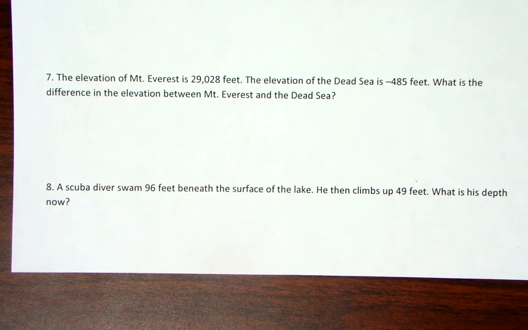Hello everybody. Today we are going to be doing adding and subtracting of integers involving word problems. I'm going to go ahead and start with number 7, the one you see on the page. It says the elevation of Mount Everest is 29,028 feet. The elevation of the Dead Sea is negative 485 feet. What is the difference in the elevation between Mount Everest and the Dead Sea?